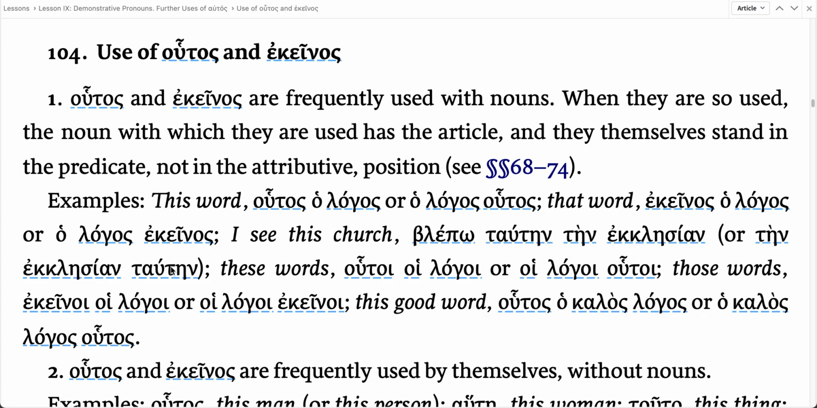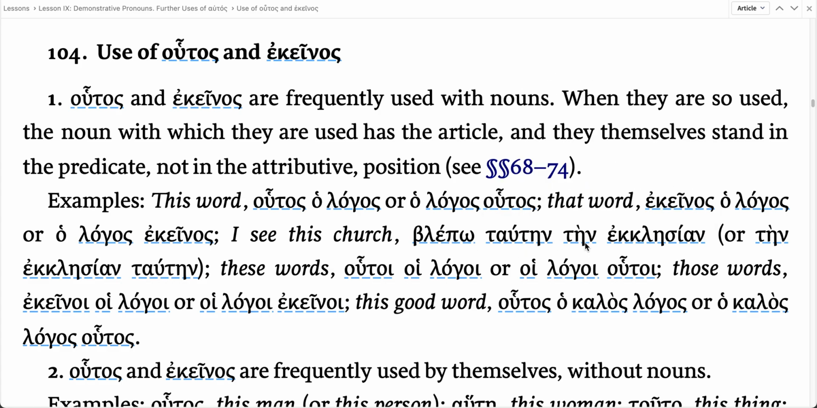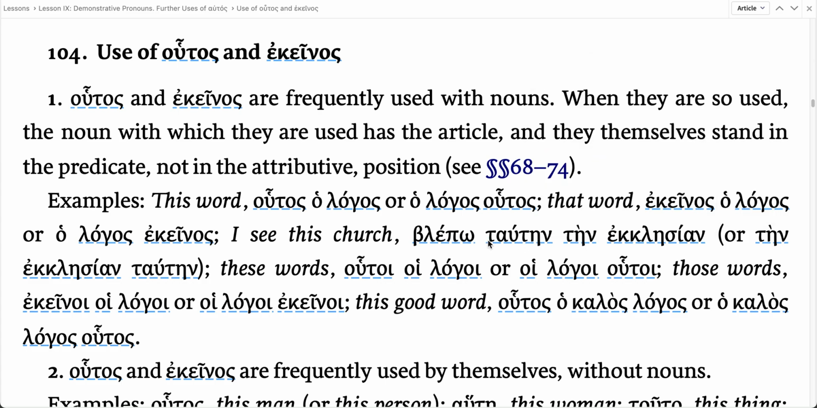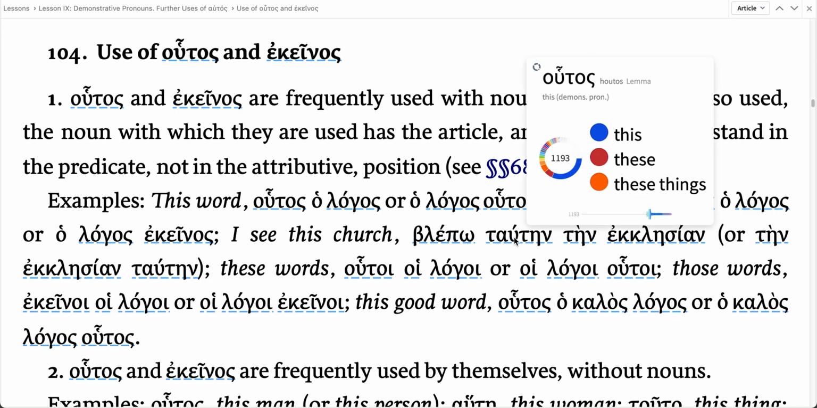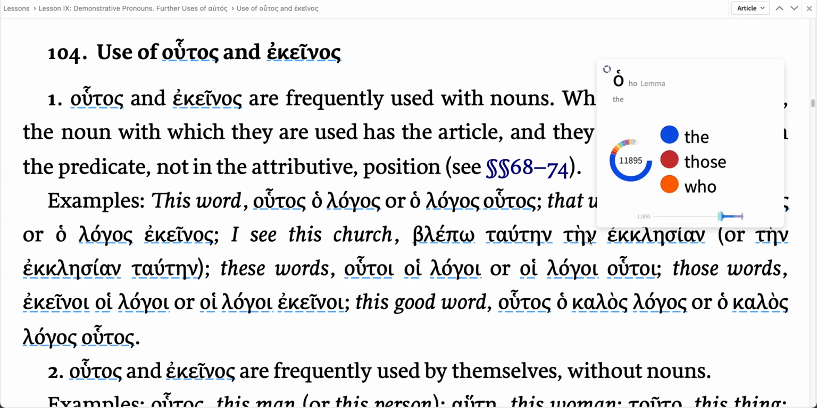Ekeinos ho logos, or ho logos ekeinos, that word. How do I know to put the word that or this? Because it's singular. I see this church. I see tauten ten ekklesian. I see the church, but it's this church. And that is singular. So I would use the feminine accusative singular, because it matches, again, the noun it goes with.